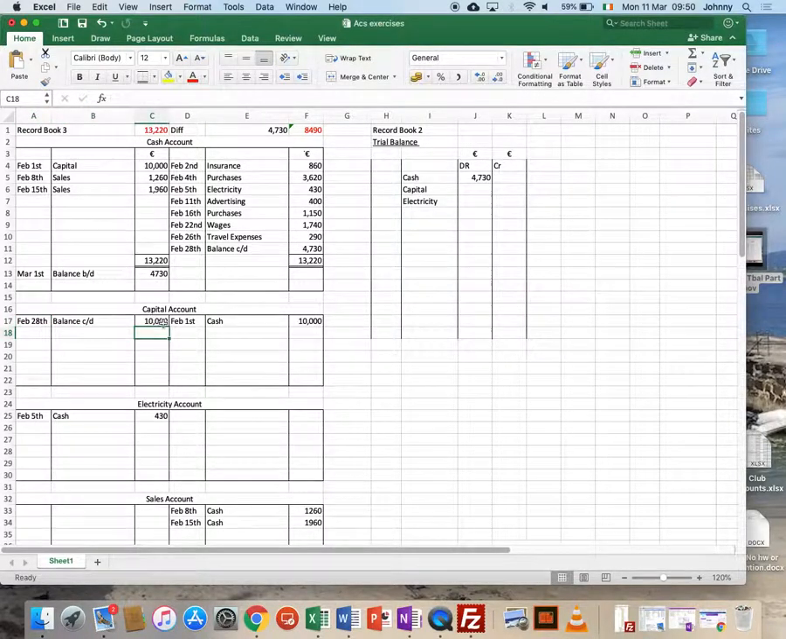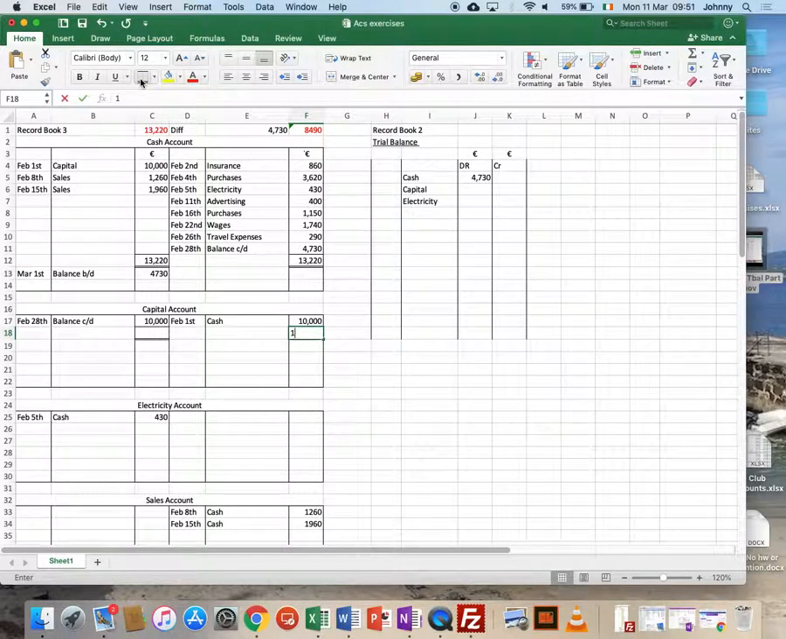Then I'm going to total it. I have a single line on top and a double underneath. For both of those, I'll put 10,000 there, and over here, I'll put 10,000. And then I'll have March 1st, balance BD, and 10,000. I've now balanced this account. So my capital account, I've got the word capital over here in my trial balance. I can put 10,000 on the credit side because the balance BD is on the credit side. So I'll go over and put 10,000 there.